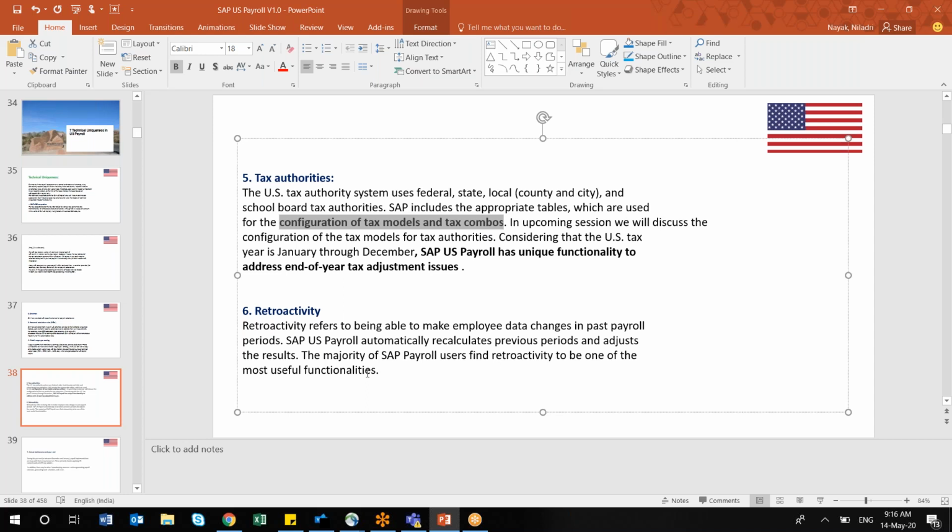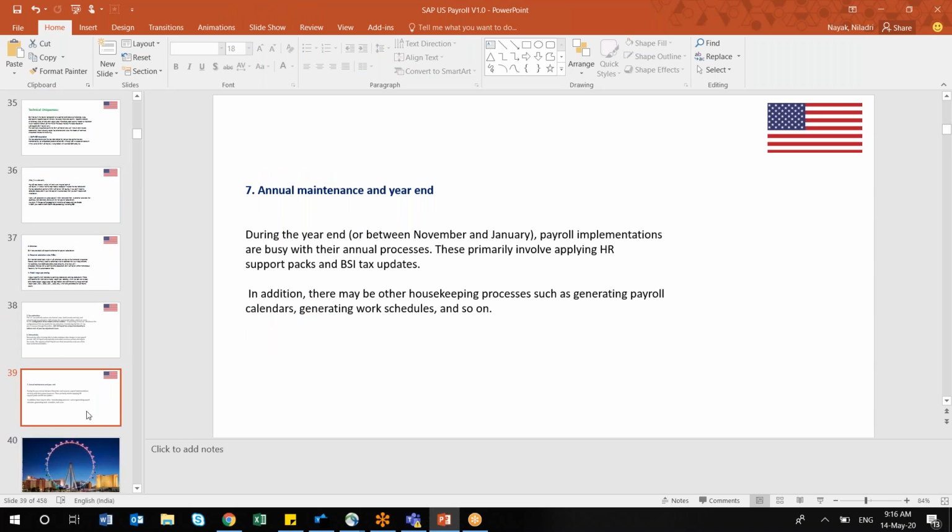And retroactivity is not very unique. I will say there are certain calculations which automatically find retroactivity. The majority of payroll users find it very useful in most of the functionality. For any calculation you are doing, any backdated changes, it will be automatically reflected. You don't have to do any adjustment. Rather, it will take care of that in the next upcoming payroll. So this is one of the things in the uniqueness there.